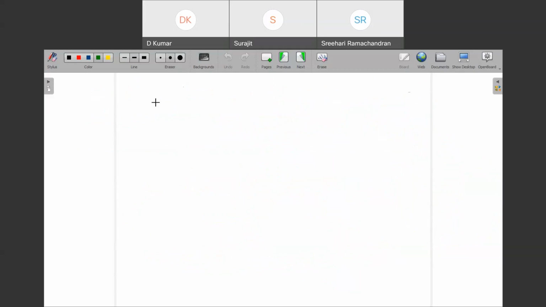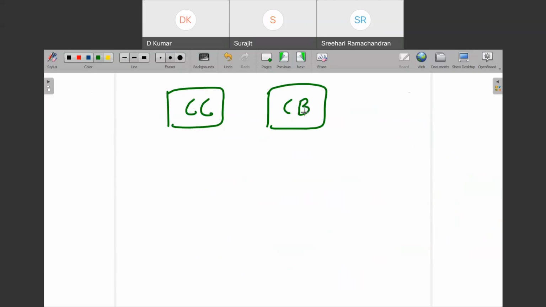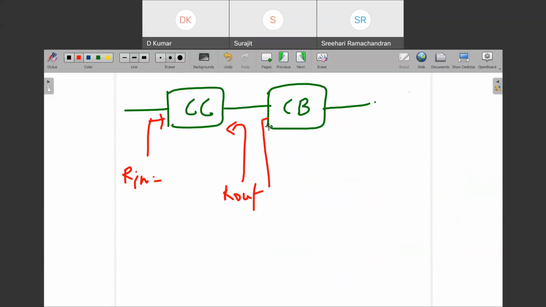Or you can say whenever two blocks are cascaded, suppose one is common collector and one is common base. We have already discussed these, common collector and common base. So what is the input resistance of common collector? What is the output resistance of common collector? Input impedance is high and output is low for the common collector. Yes, it is low.